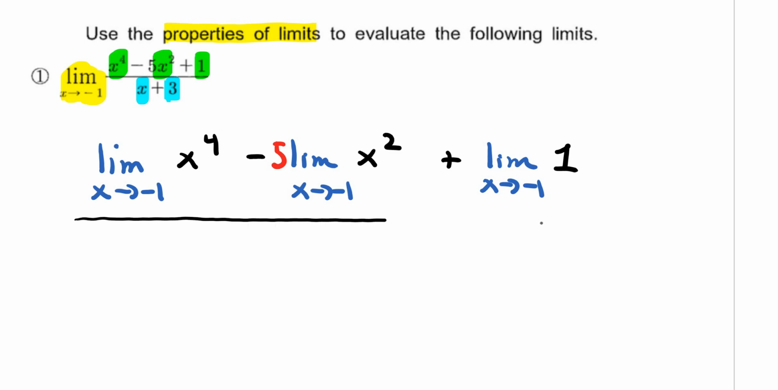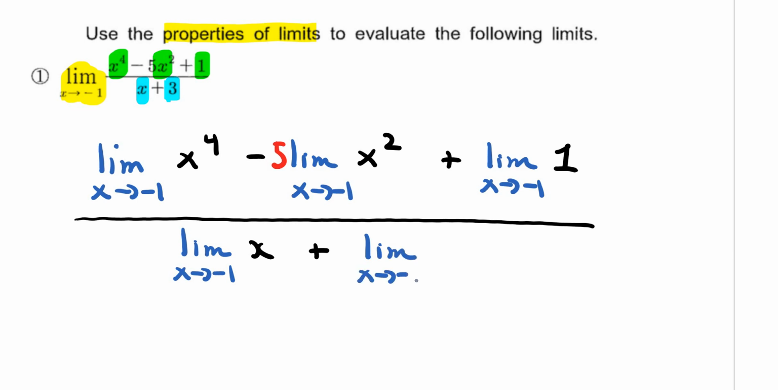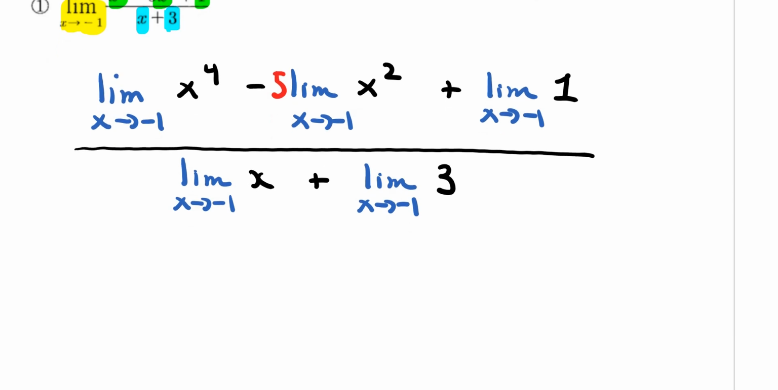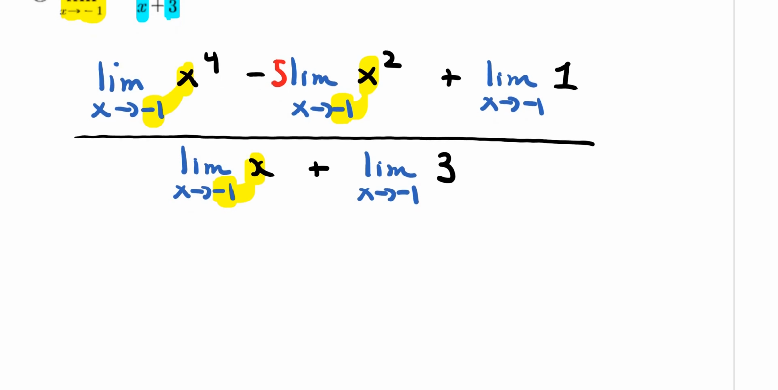If we distribute the limit sign onto everything on the denominator, we have the limit as x approaches -1 of x, plus the limit as x approaches -1 of 3, just a constant of 3 there. From there on, all we're doing is taking the -1 and applying a direct substitution step here. So the -1 will substitute for every single x value.